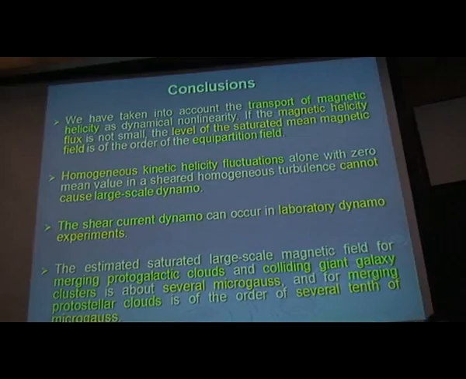In the problem with homogeneous kinetic helicity fluctuations, we haven't found the dynamo effect, and there are a lot of applications of this effect in astrophysics and in laboratory dynamo experiments, where, for example, in the French dynamo experiment, the VKS experiment, there is a strong shear. And the shear-current effect can play a crucial role in this experiment. Also in the Perm dynamo experiment, there is a strong shear, which maybe this mechanism is responsible for generation of large-scale magnetic field. Okay, thank you very much for your attention.